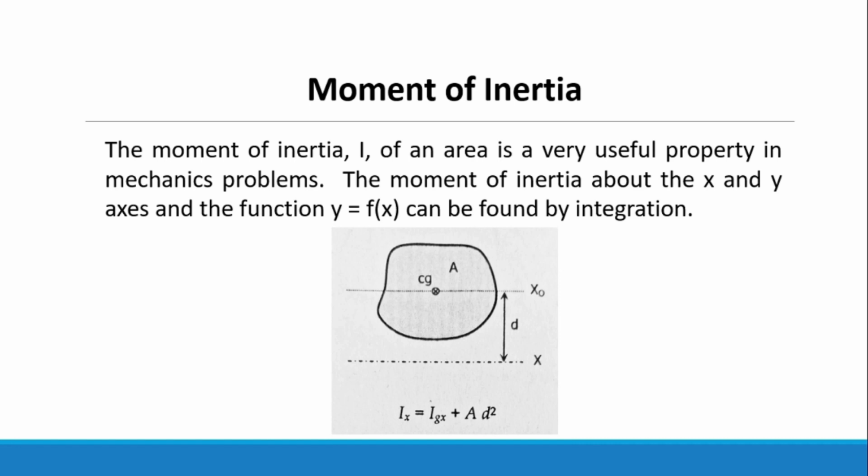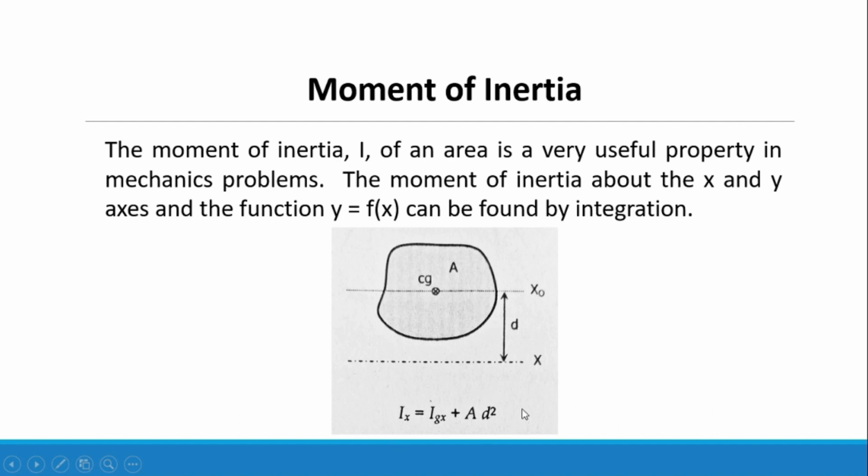Next, moment of area. The moment of area, or moment of inertia, designated as I, of an area is a very useful property in mechanics problems. The moment of inertia about the x and y axes, with the function y equal to f of x, can be found by integration. So this is the area, and this is the centroid of the plane area. And along the x-axis, we have the distance d.